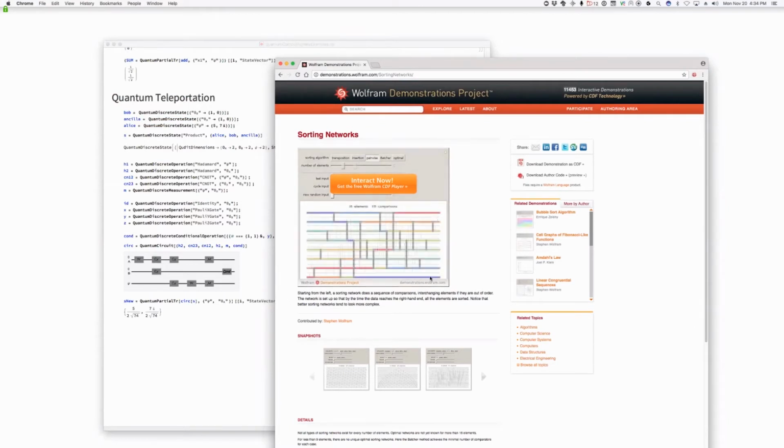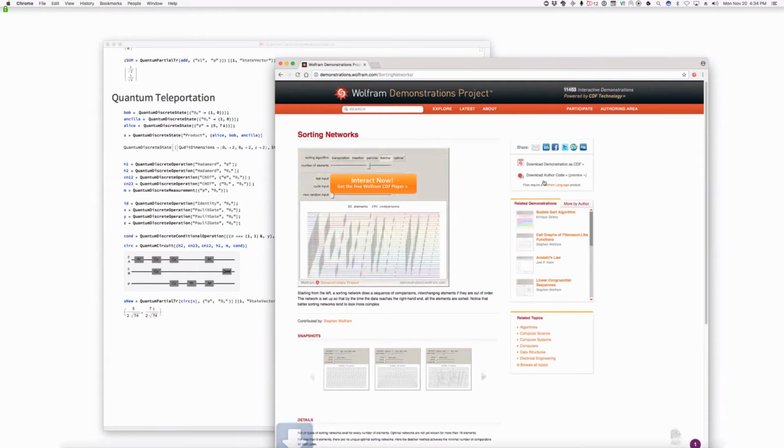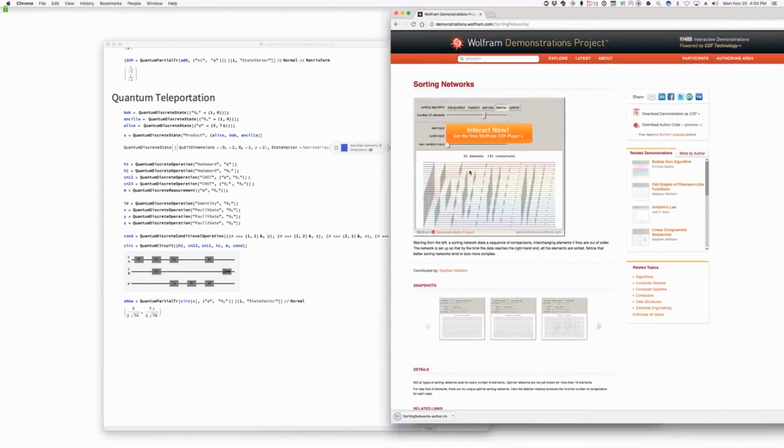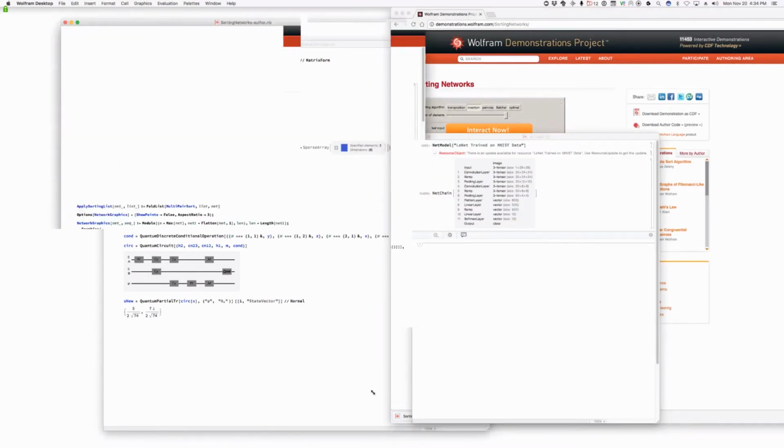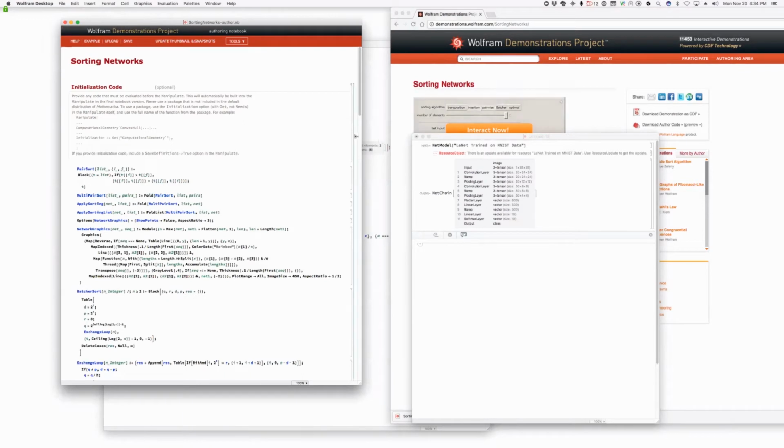So those are sorting networks. Those are a visual representation of something very much like this, right? Mm-hmm. And it's worth Jeremy seeing how these things work, because this is, okay, let's run the sorting network thing.